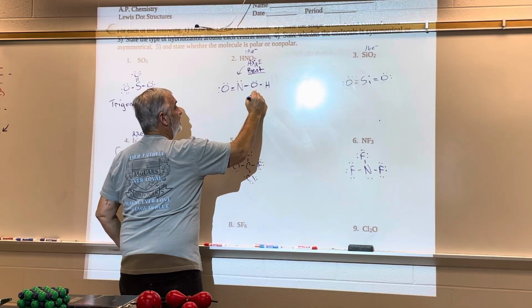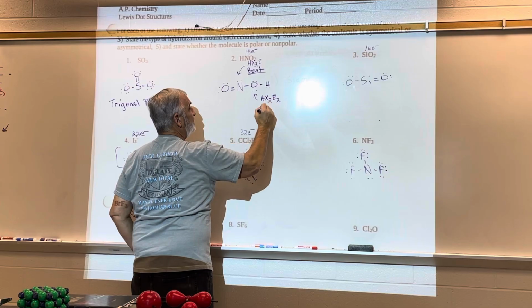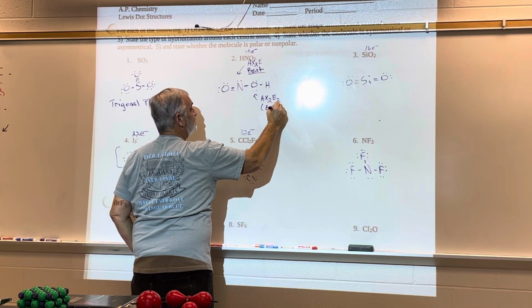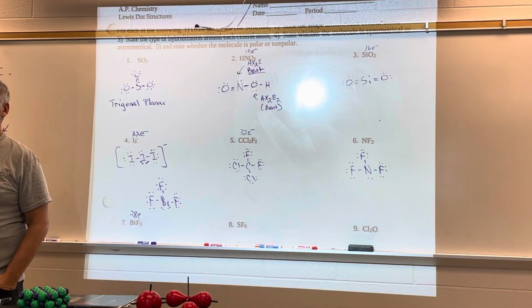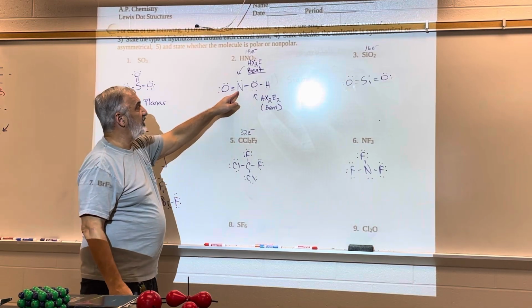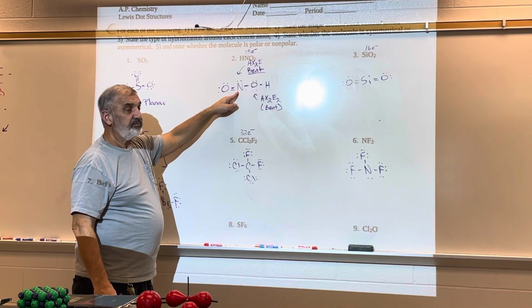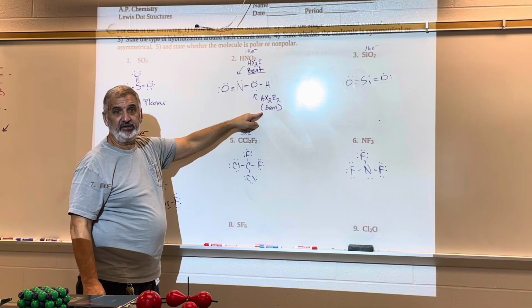Now I look at here, this one is AX2E2, but it too is bent. What's the difference between the two bends? The degrees. The bond angle. This one starts at 120. This one starts at 109.5 and goes down from there.